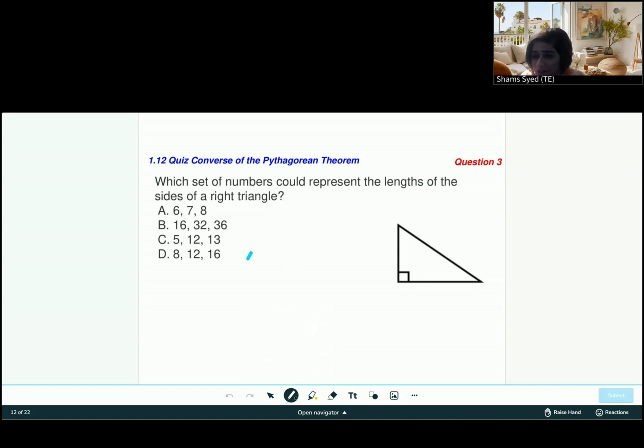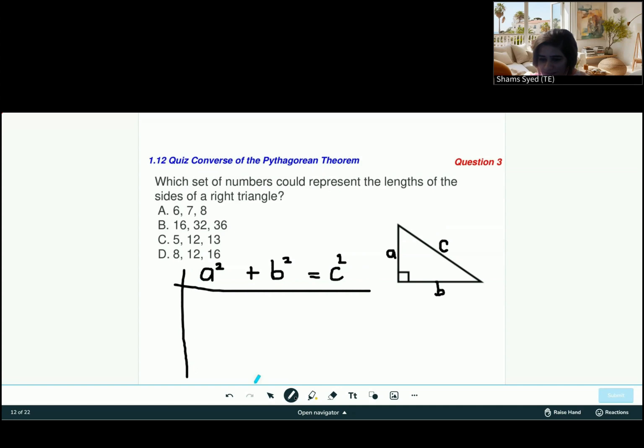The Pythagorean theorem says a squared plus b squared. That means the two shoulder sides, A and B, when you square them and add them, should equal the square of the longest side. This is what the Pythagorean theorem says. Let's apply the answers to the Pythagorean theorem and see which answer is going to be the best.